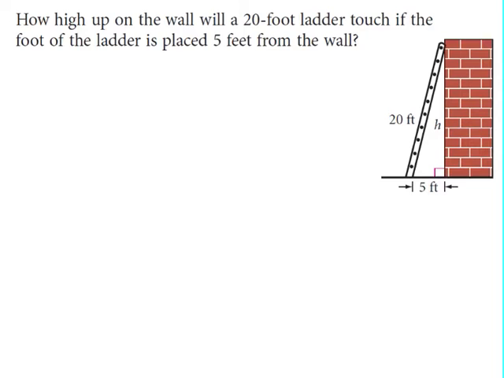So if you notice this, it says, how high up on the wall will a 20-foot ladder touch if the foot of the ladder is placed 5 feet from the wall? Now real quick, let's think about that. Remember what I said, the hypotenuse is always the longest side, right? So is h going to be smaller than 20 or larger than 20? Smaller. Okay, so to find this, Pythagorean theorem: h squared plus 5 squared equals 20 squared.